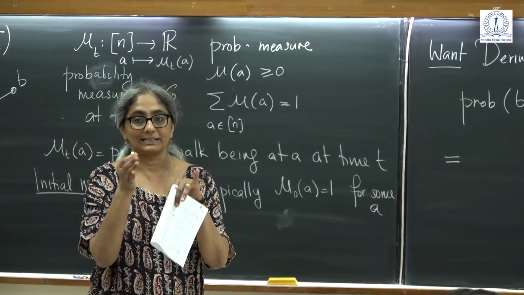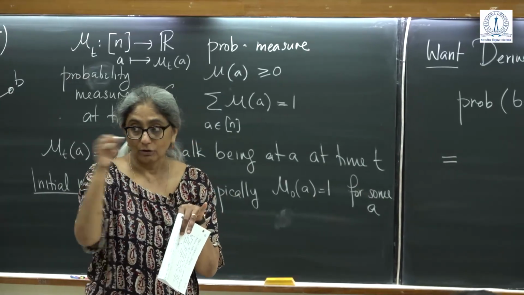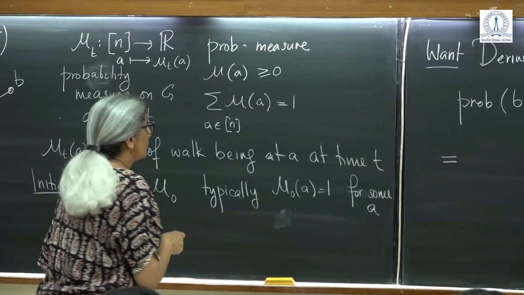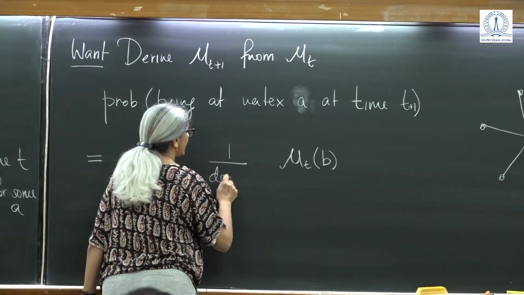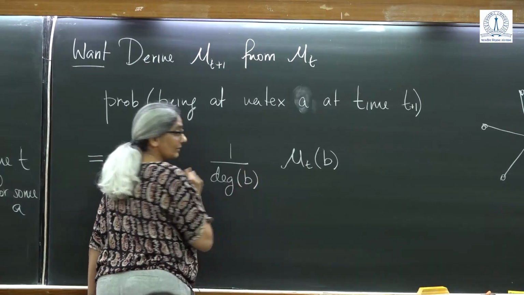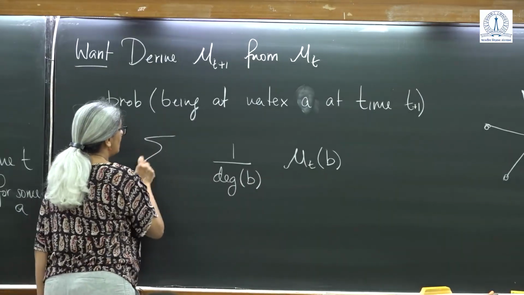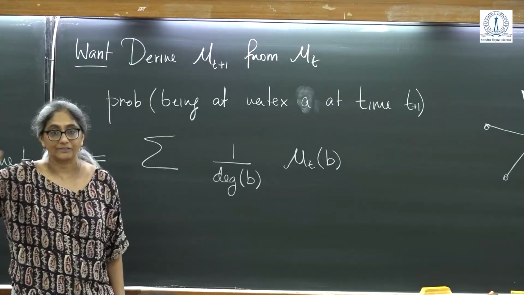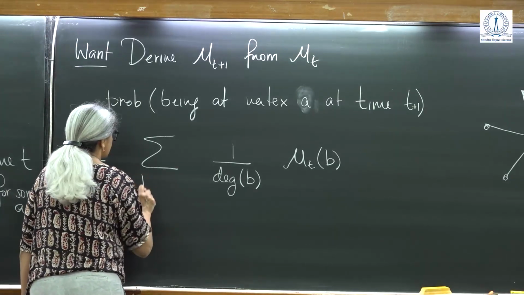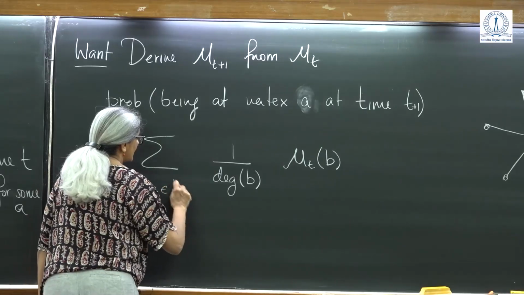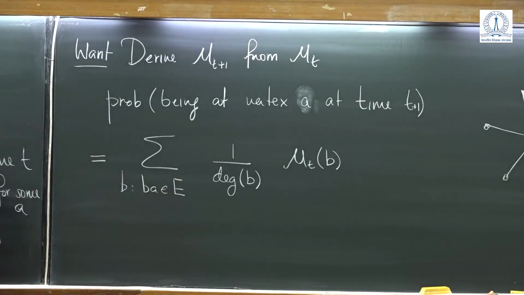So that is 1 over the degree of B, right? So the chance that it went to A is 1 over the degree of B, okay? But now you have to sum over all possible neighbors of A, right? So we have to sum over all B such that BA is an edge in my graph. Is this okay? So this is the probability that at time t plus 1, you will be at A, right?